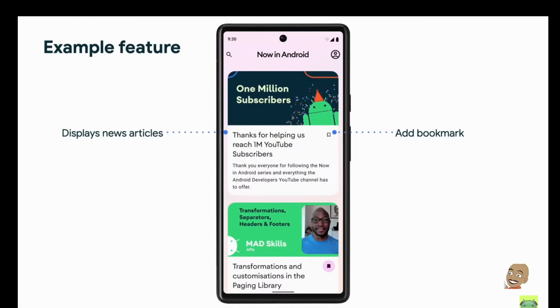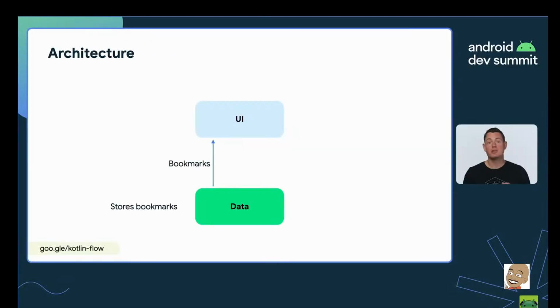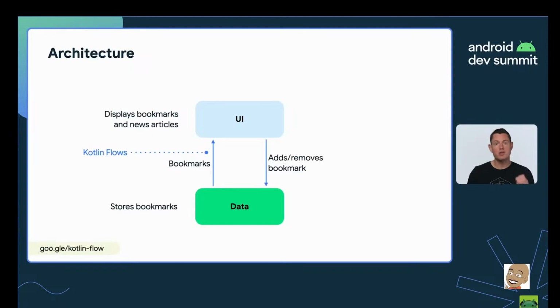If we apply this general guidance to this specific feature, we can clearly define the responsibilities for each layer. The data layer should store user bookmarks and expose them to the UI layer by publishing a stream. We can do this using Kotlin flows. The UI layer then displays this information and updates it whenever it changes. The UI should also provide a way for the user to add and remove bookmarks, and these user events are passed back to the data layer so the data can be updated.